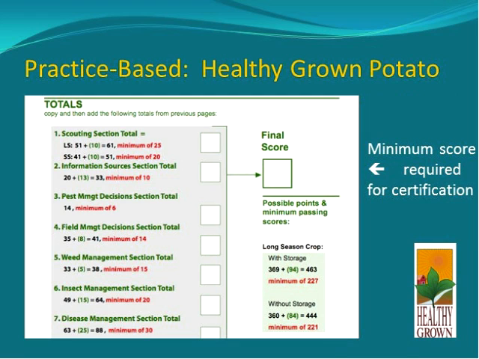Oh, and here you can see what the score sheet looks like. So you add up your points for each of the different sections and then have a final score. And you need a minimum score for long season and short season crops to gain sustainability.